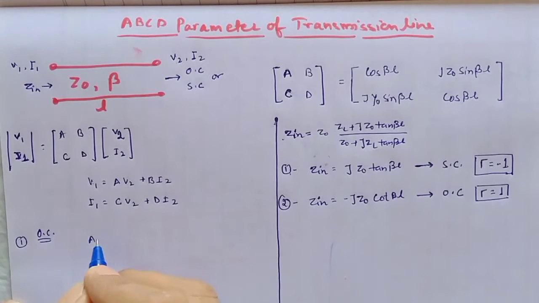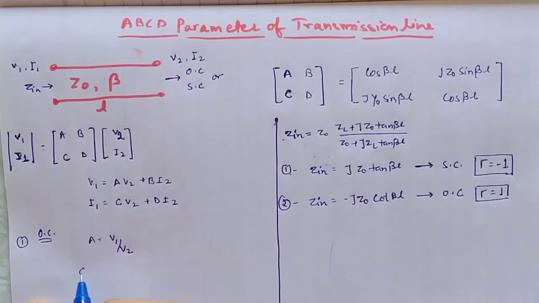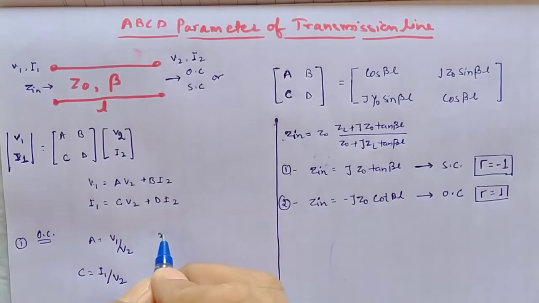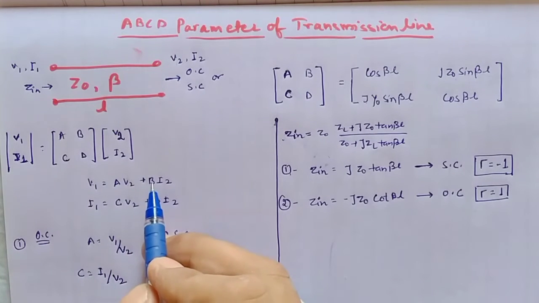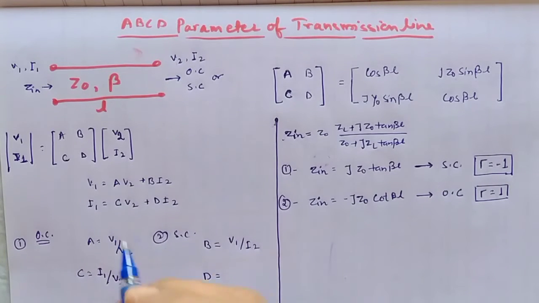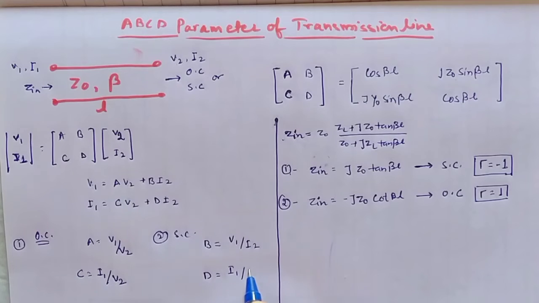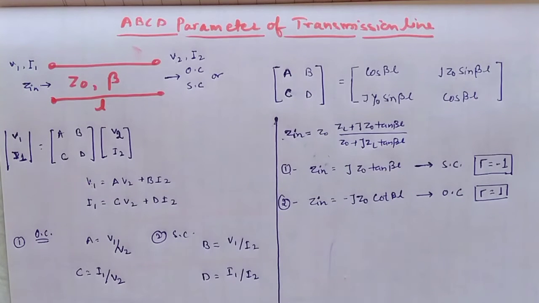So I will get A is equal to V1 by V2, and I will get C is equal to I1 by V2. Another one, if I make it short circuit, I will get B and I will get D. B will be equal to V1 by I2 and D will be equal to I1 by I2. So as we know, short circuit and open circuit, two conditions are there.